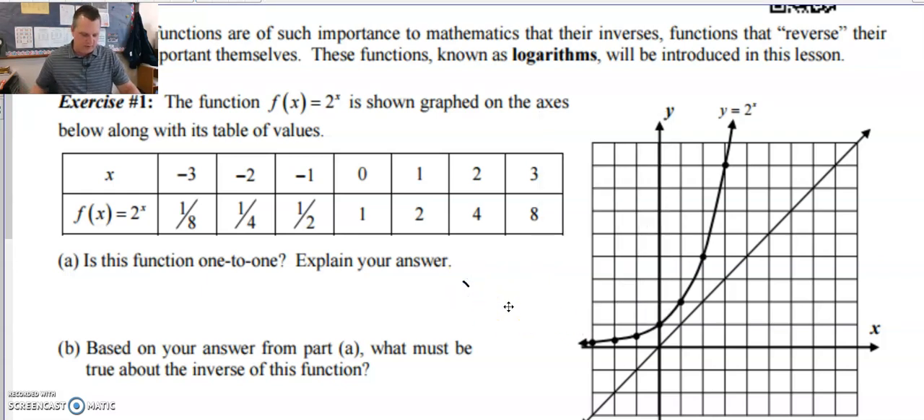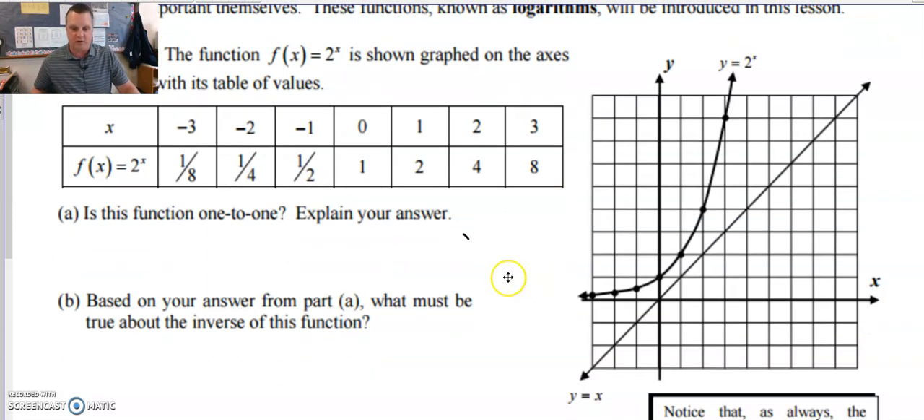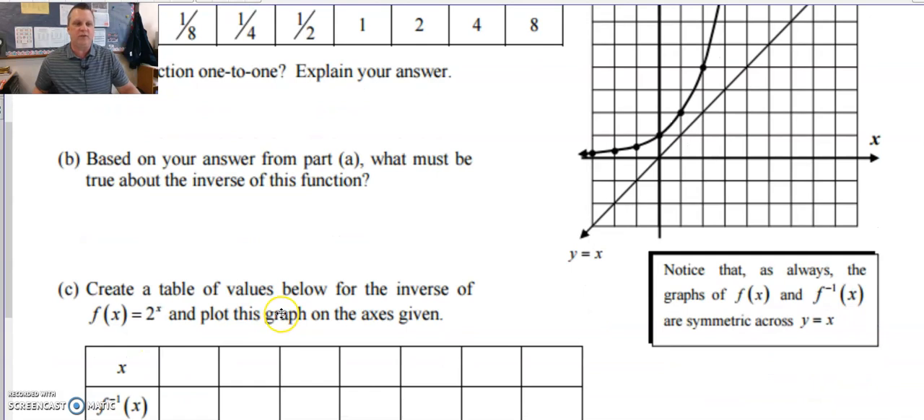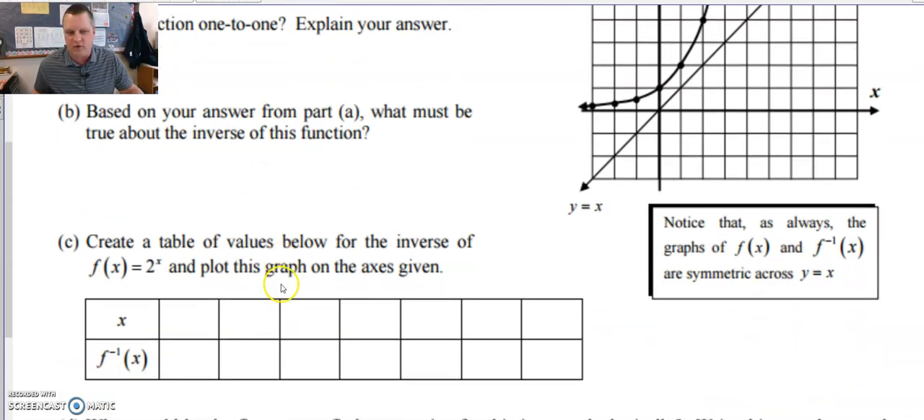So based on your answer, what must be true about the inverse? Well, the inverse must also be a function, because the original function is 1 to 1, therefore the inverse is 1 to 1. So now create a table of values for the inverse. f of x equals 2^x, so you have the inverse. So what do you do with the inverse? You switch the x and y's.